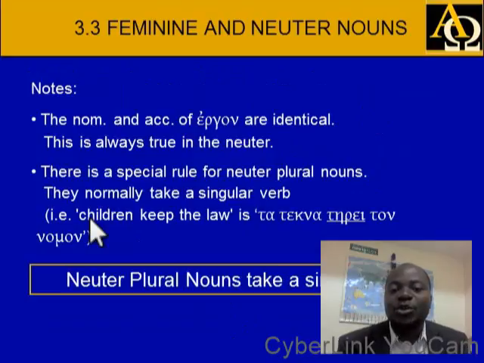This is always true in the neuter. There's a special rule for neuter plural nouns. They normally take a singular verb. The children keep the law. Okay. Usually we say that a noun must agree with its verb, but that's not the case with the neuter nouns. So neuter plural nouns take a singular verb. Take that into consideration.